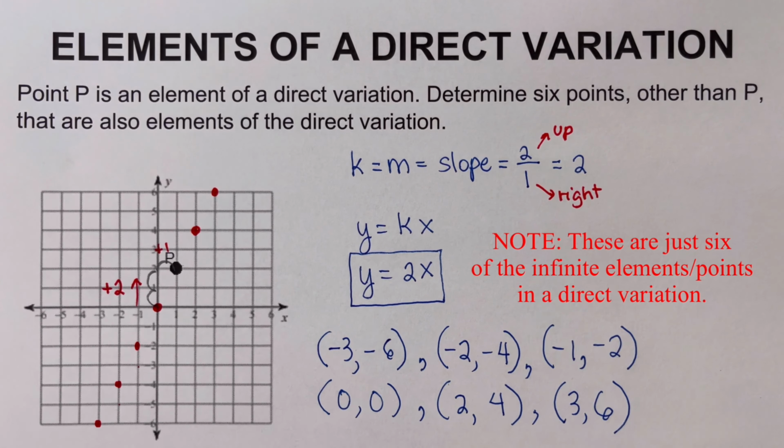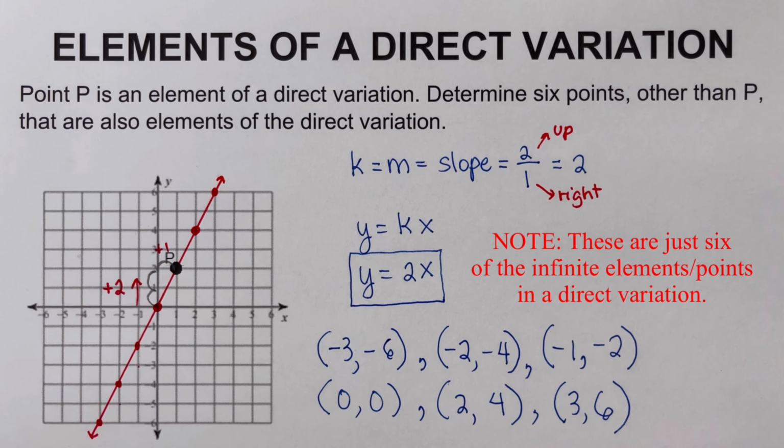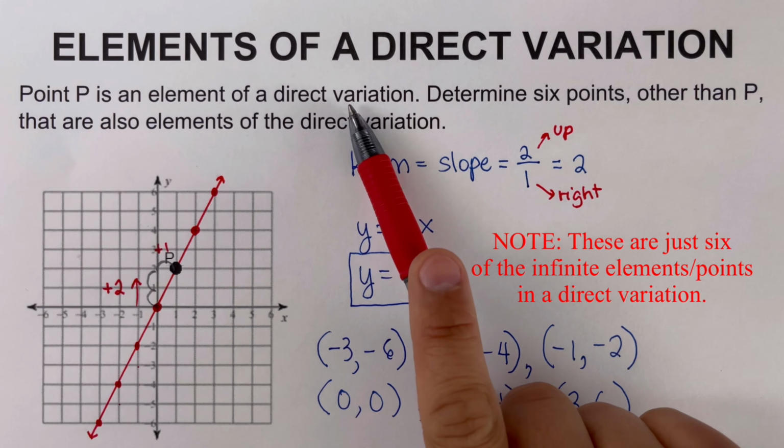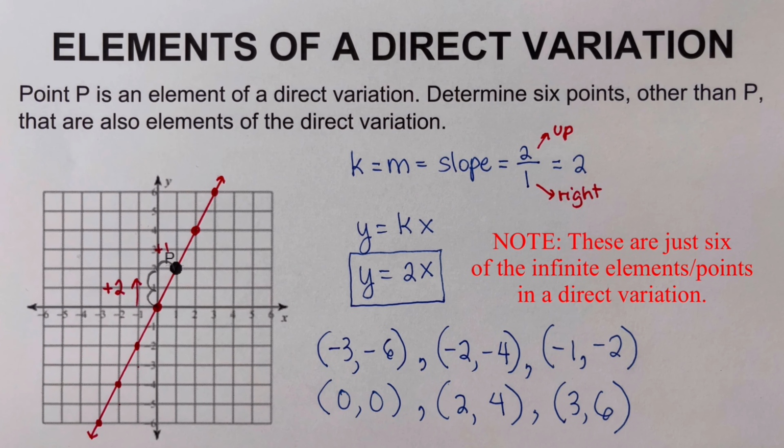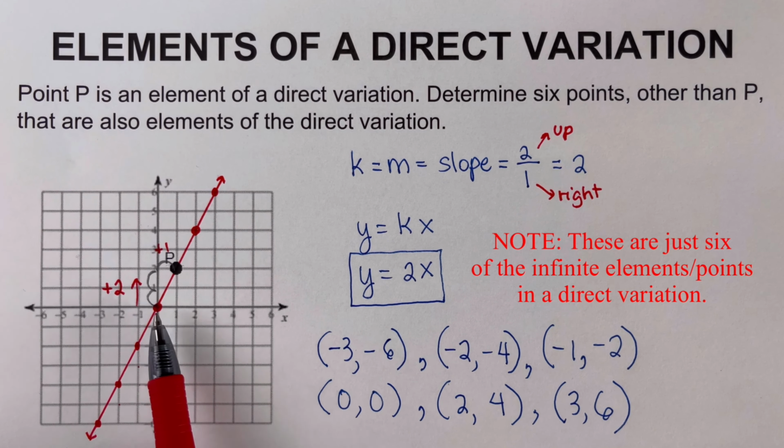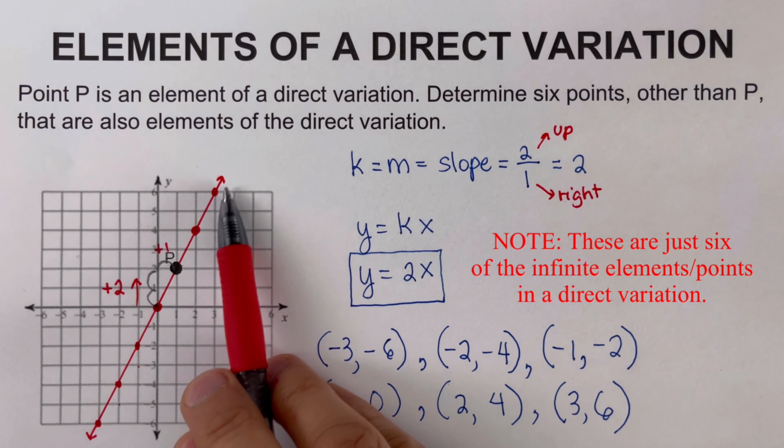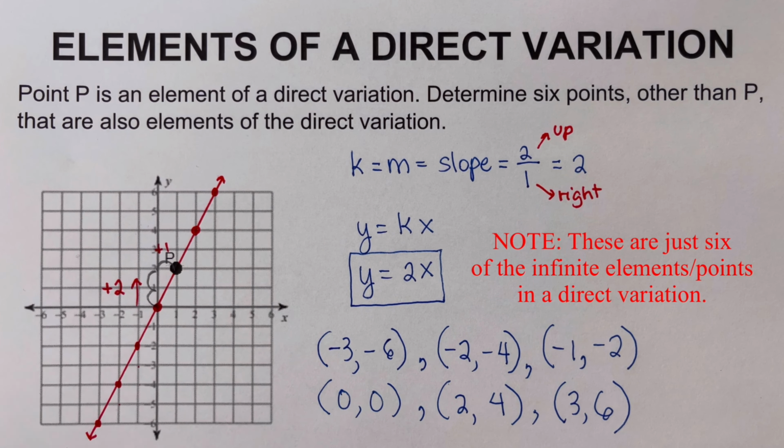We can go ahead and connect these dots together. As you can see, this is a graph of a direct variation because the two conditions are met. First, the line has to cross through the point of origin (0, 0), and it should be a straight line. So this is an example of a direct variation graph. And these are the 6 points that are the other elements of this direct variation. Now let's move on to the next example.